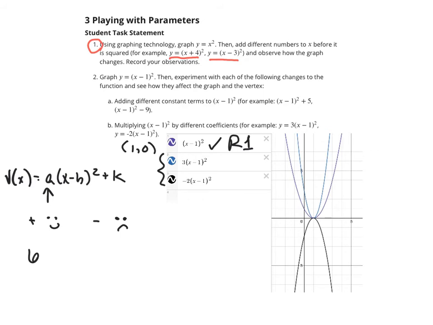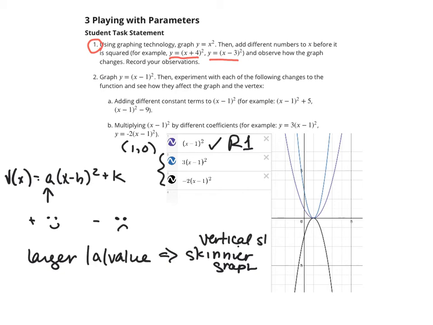But also, the larger the a value, we could say the absolute value of a. The larger the absolute value of a, doesn't matter if it's positive or negative, it makes a skinnier graph. It's that vertical stretch. Okay, so the larger the a value, whether it's positive or negative, so the absolute value of a makes a skinnier graph. So if I look at graph 2, I have a 3.